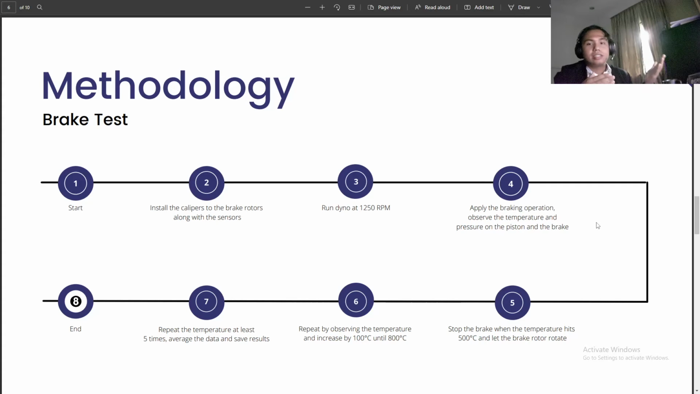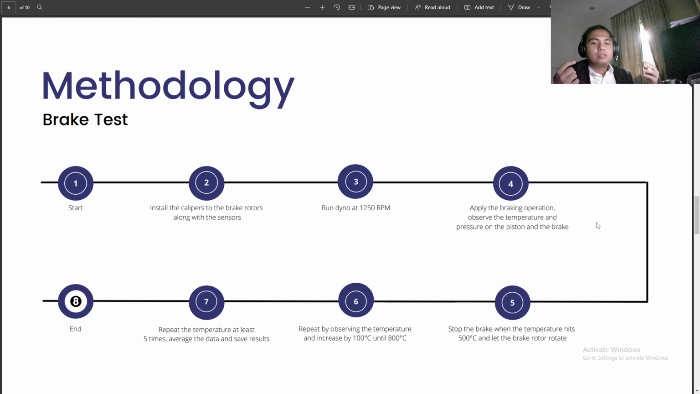So here are the steps that we will discuss on how to determine the right material. Firstly, we will install the calipers to the brake rotors along with the sensors that I mentioned just now. And then we run the dyno at 1250 RPM or 80 kilometers per hour, and then apply the braking operation, observe the temperature and pressure on the piston and the brake. So when applying the braking, when the temperature reaches up to 500 degrees Celsius, you detach the brake and let the rotor run for cooling, and then repeat by observing the temperature and increase by 100 degrees Celsius until 800 degrees Celsius.